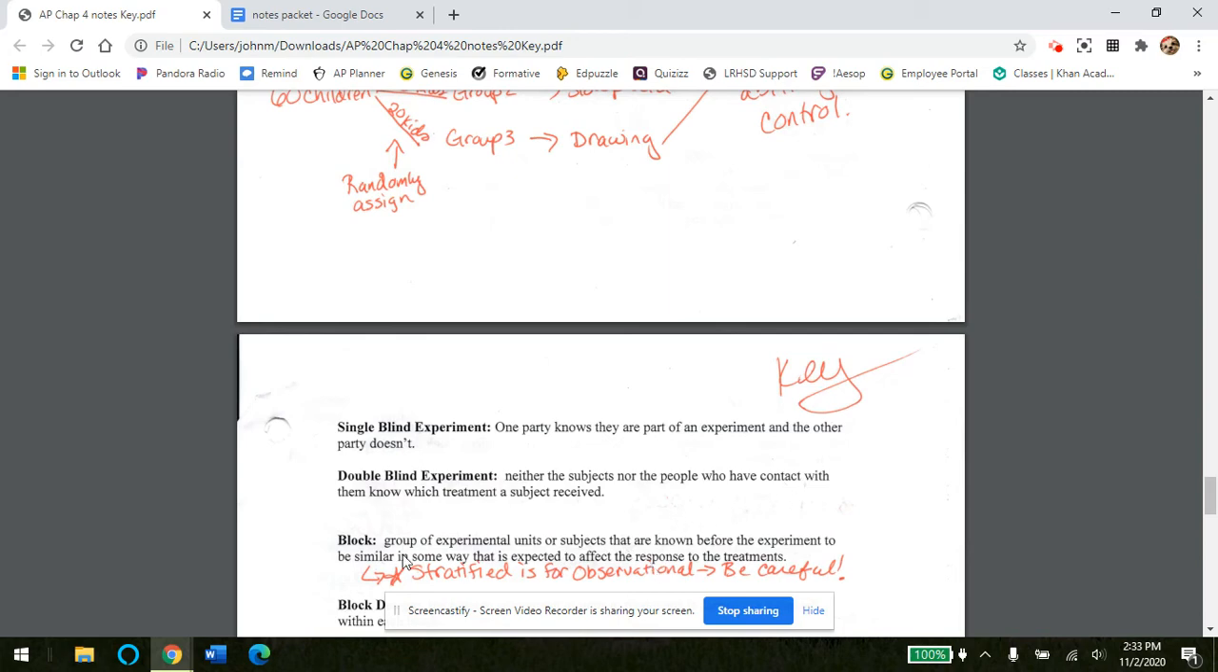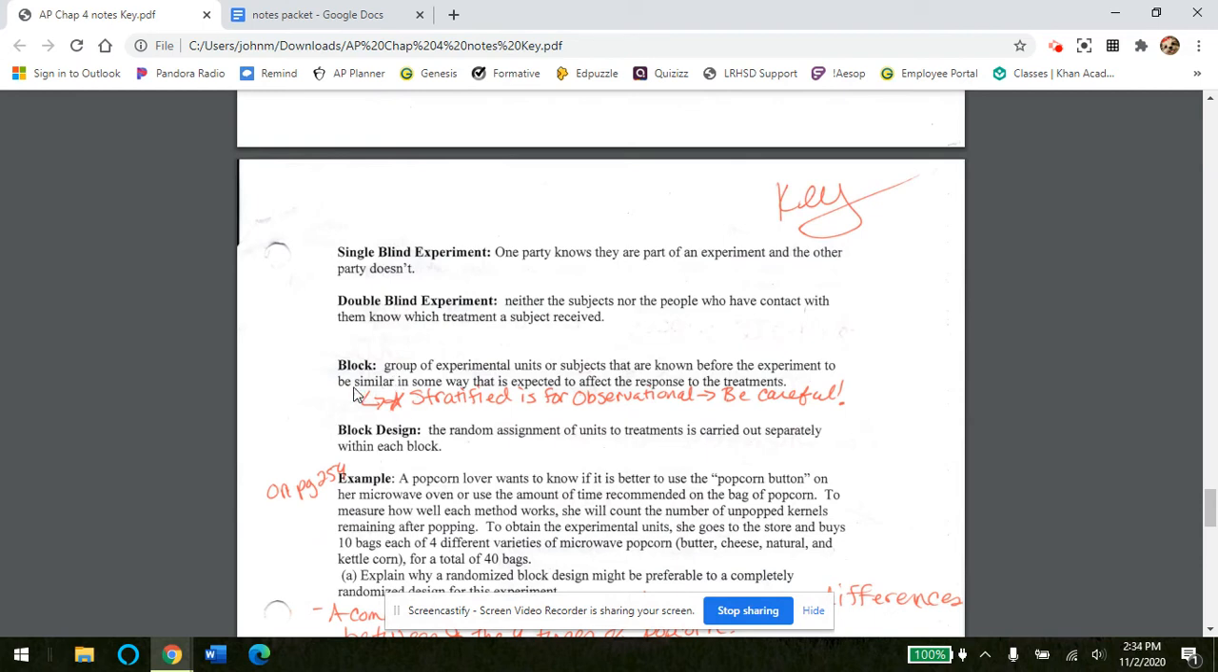Blocking is really important and a super useful way to work through this. If you're blocking, it's very similar to stratified. You're going to break the subjects into layers of similar traits, and then you're going to do a treatment and control for each layer. You can't call it stratified. Stratified is when it's an observational study. So if it's an experiment, you have to call it blocking. If it's an observation where you're just collecting a sample, then you call it a stratified sample.